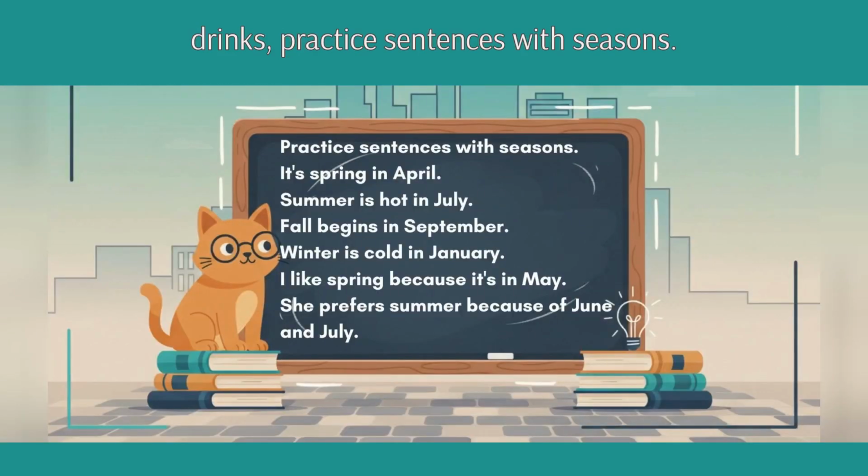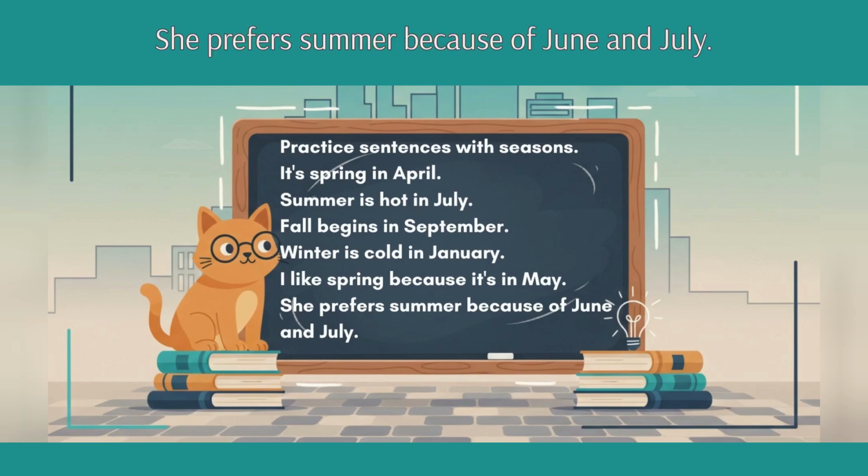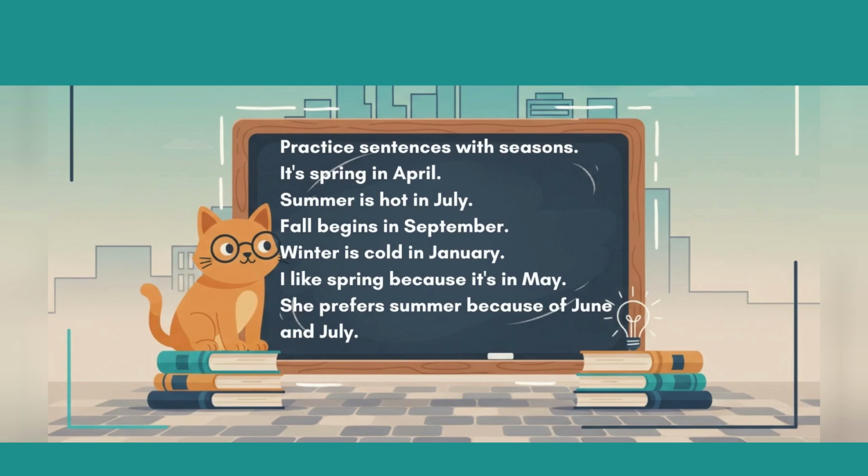Practice sentences with seasons. It is spring in April. Summer is hot in July. Fall begins in September. Winter is cold in January. I like spring because it is in May. She prefers summer because of June and July.